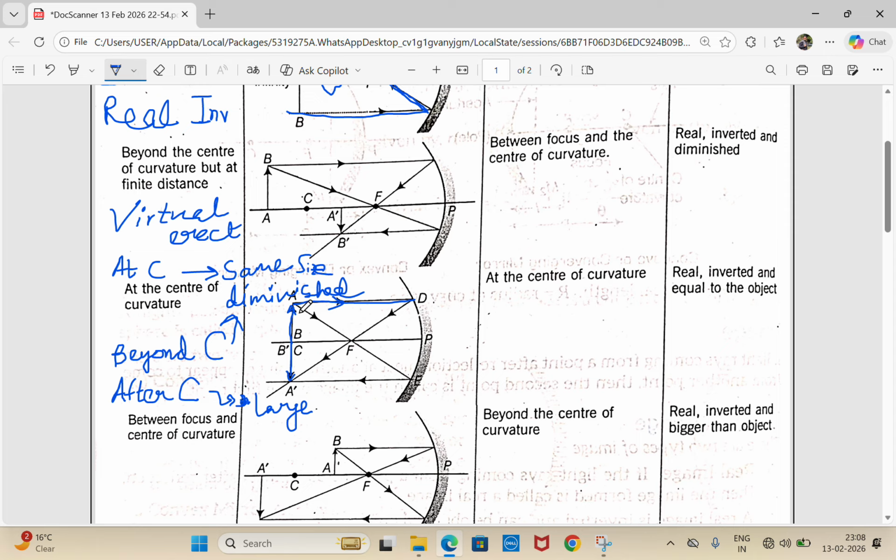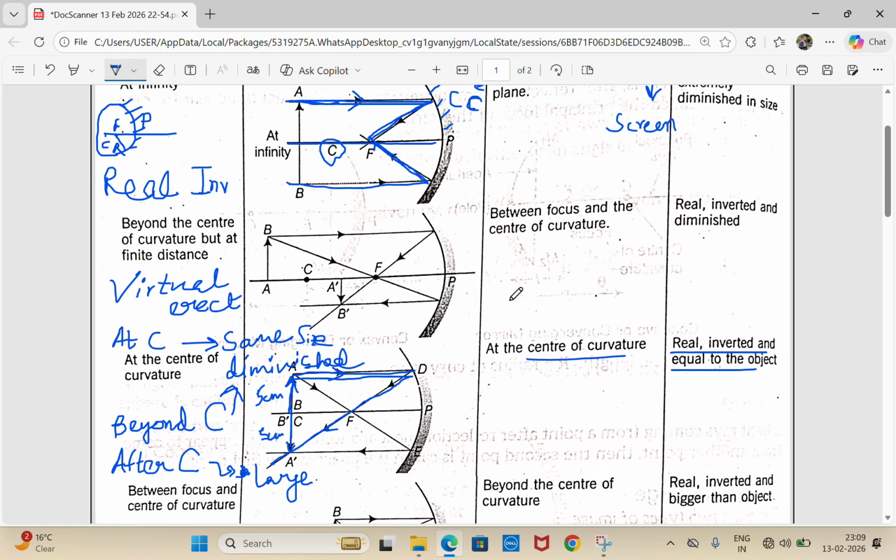So you can see that at C there is an object. Okay, so rays are coming out from it, just a straight line, and it is reflecting back at the same size. The image is created here. If the object is 5 centimeters, then the image should also be 5 centimeters. Okay, there should not be any doubt about it, and this image is inverted, so it is real and equal to the size of the object. At the center of curvature you can see that the image is real, inverted and equal to the object.